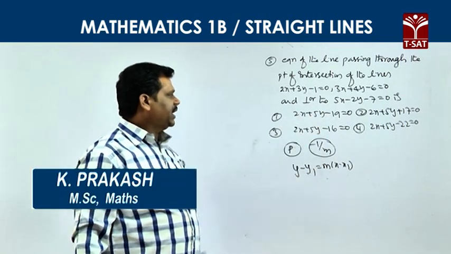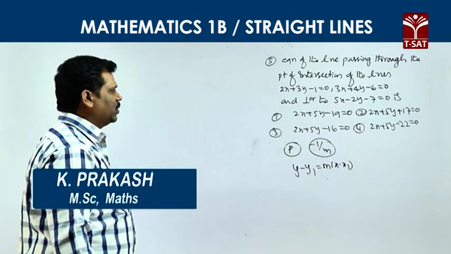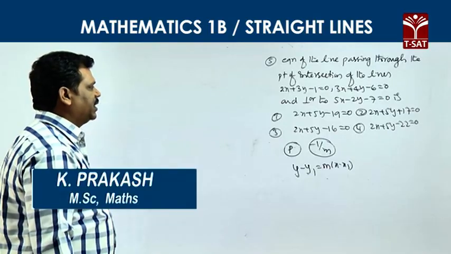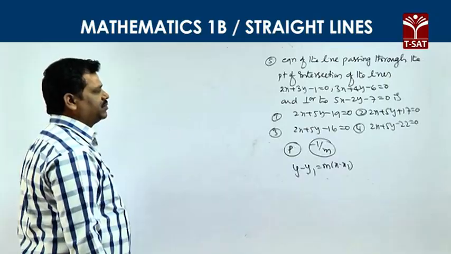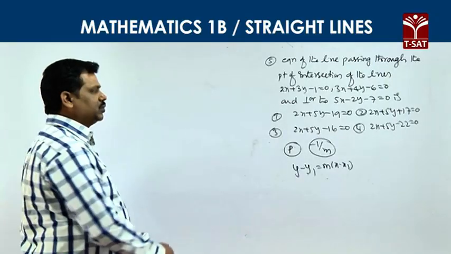What are the options given here? 2x plus 5y minus 19 equal to 0, 2x plus 5y plus 17 equal to 0, 2x plus 5y minus 16 equal to 0, and the fourth option is 2x plus 5y minus 22 equal to 0.